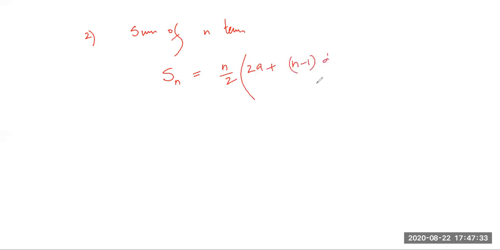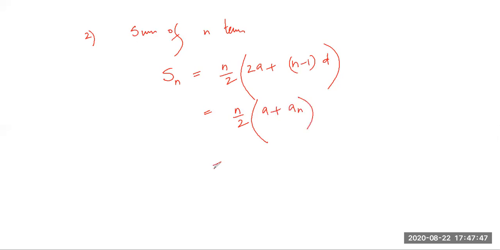The second formula is to find the sum of n terms. Sn, represented by S with subscript n, is the sum of n terms, and it is equal to n by 2 into 2a plus n minus 1 into d. You have learned them pretty well in your 10th standard. It is also equal to n by 2 into a plus an, since a plus n minus 1 into d is basically an.